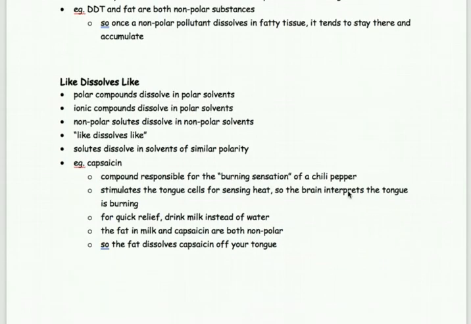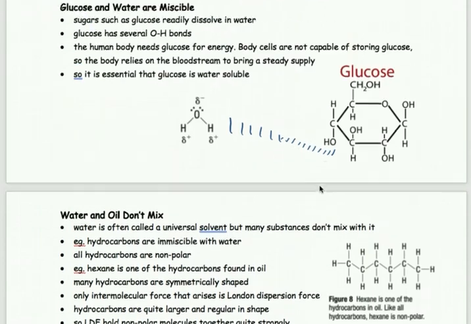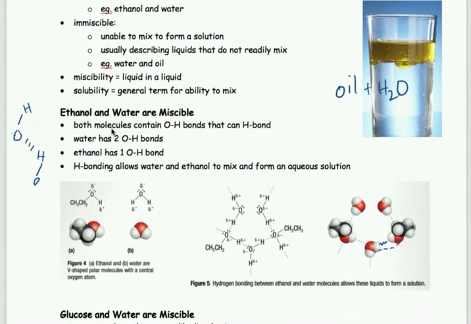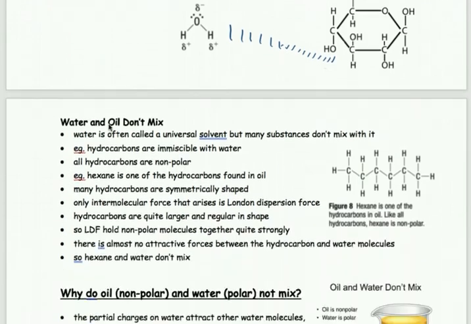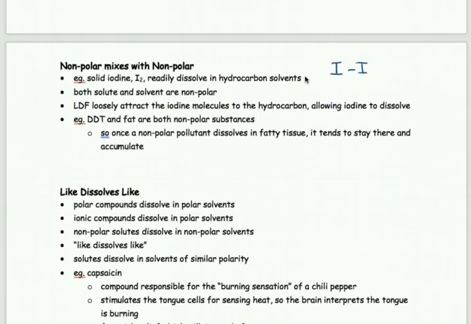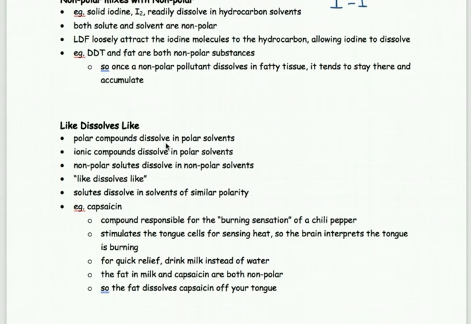So what you're supposed to take from me showing you all those examples with oil and water and glucose, like sugar and water, alcohol, ethanol and water, and iodine and hexane and so forth, is this. The main thing is that if you are polar, you will mix with something else that's polar. If you're ionic, you'll mix with polar substances. But if you are nonpolar, you will mix with nonpolar solvents. They like to use this little phrase, "like dissolves like." So like things will mix with other like things.